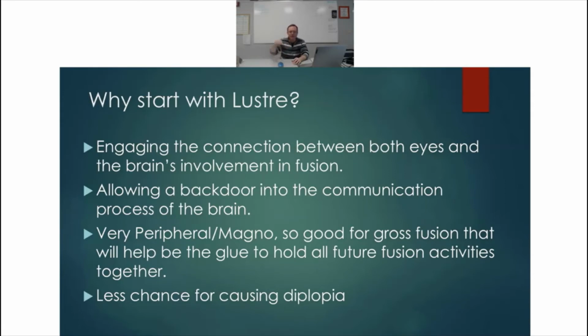And this is the glue. This is the activity that begins to hold all future fusion activities together because now I'm getting them to use both eyes at the same time, okay? Because it is gross peripheral, there's less chance to cause diplopia. If you go back to that slide with all that butterfly effect of where we are on the chart, we've got a mask gross over all of it with no detail. So there's nothing that really is going to awaken diplopia, okay? So this is a very safe way to start fusion.